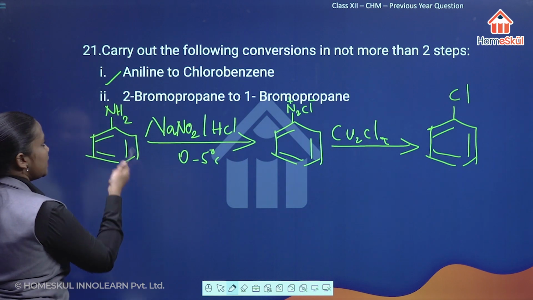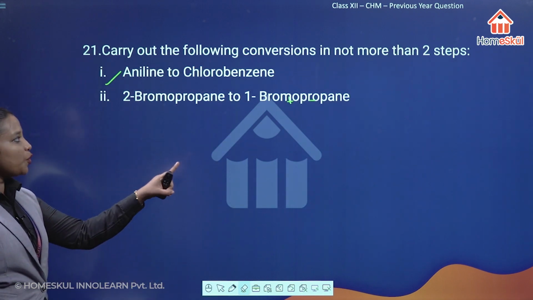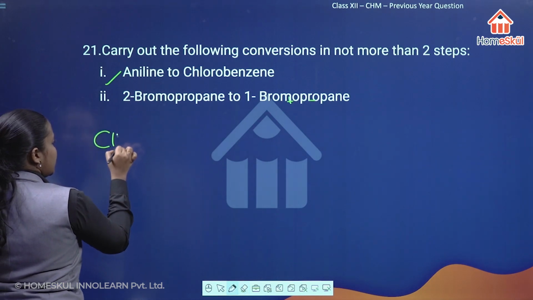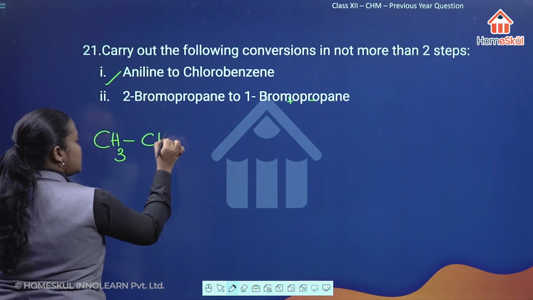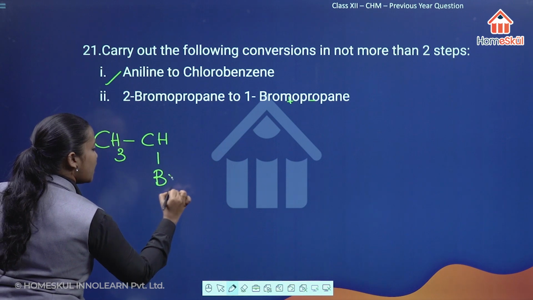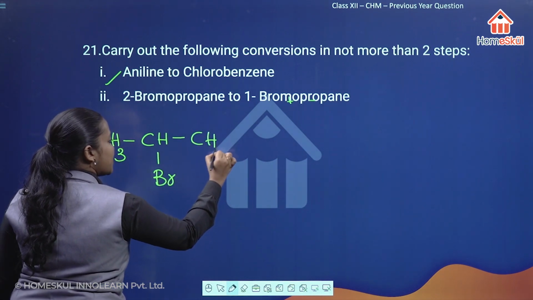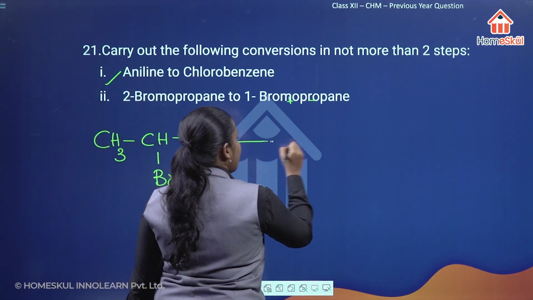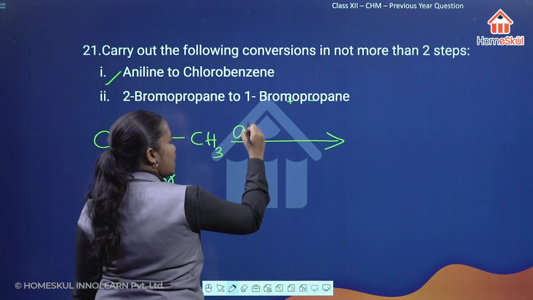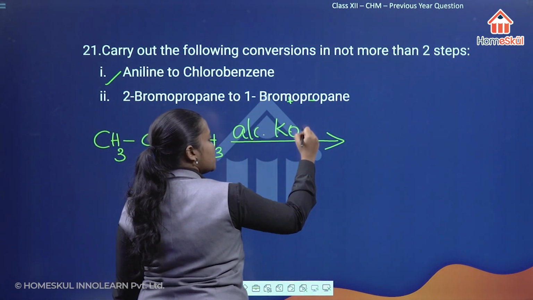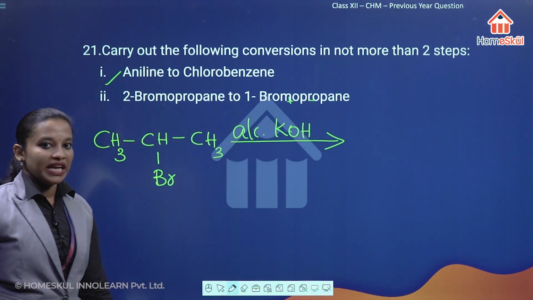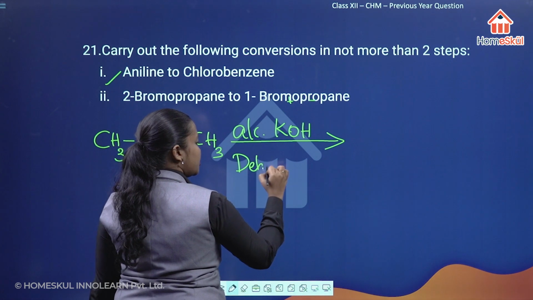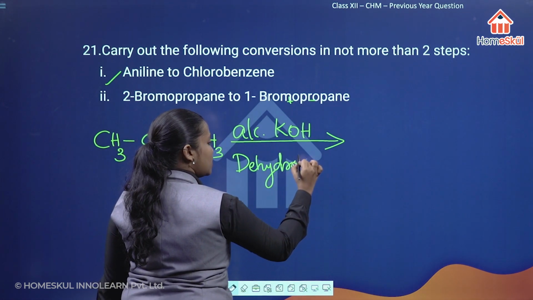Then let's see the second one: 2-bromopropane to 1-bromopropane. Let's see. CH3 CHBr CH3. It is 2-bromopropane. Then when it is treated with alcoholic KOH, what happens? Dehydrohalogenation occurs.